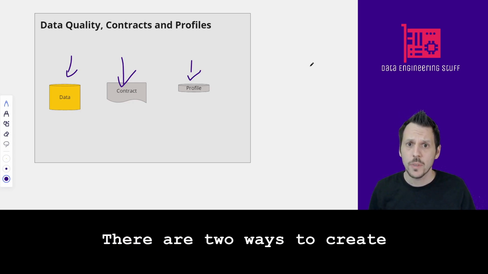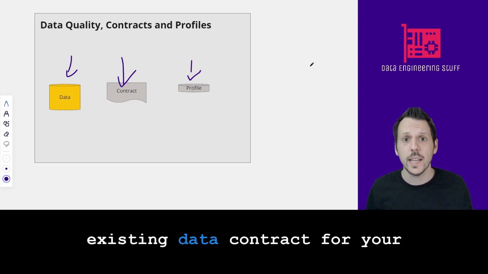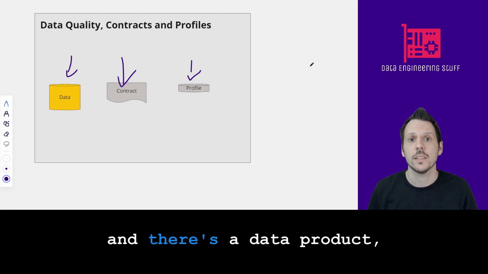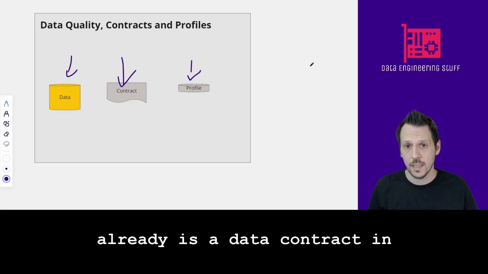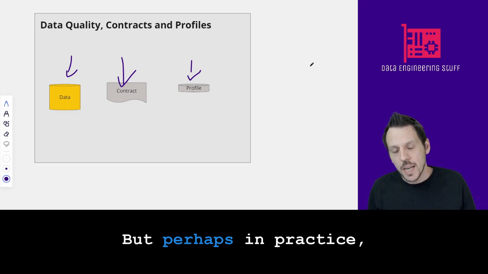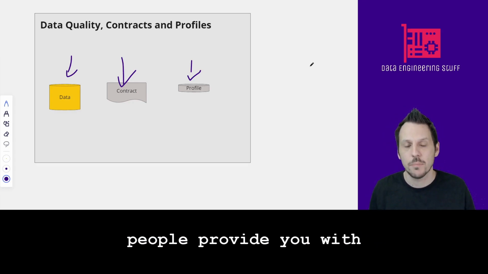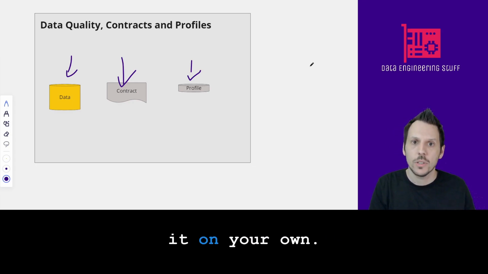There are two ways to create a data contract. One way is there's just an existing data contract for your data source. For example, you're working in a data mesh and there's a data product. Then perhaps there simply already is a data contract in place that you can use. But perhaps in practice, it's not often the case that people are provided with a data contract. In this case, you can create it on your own.